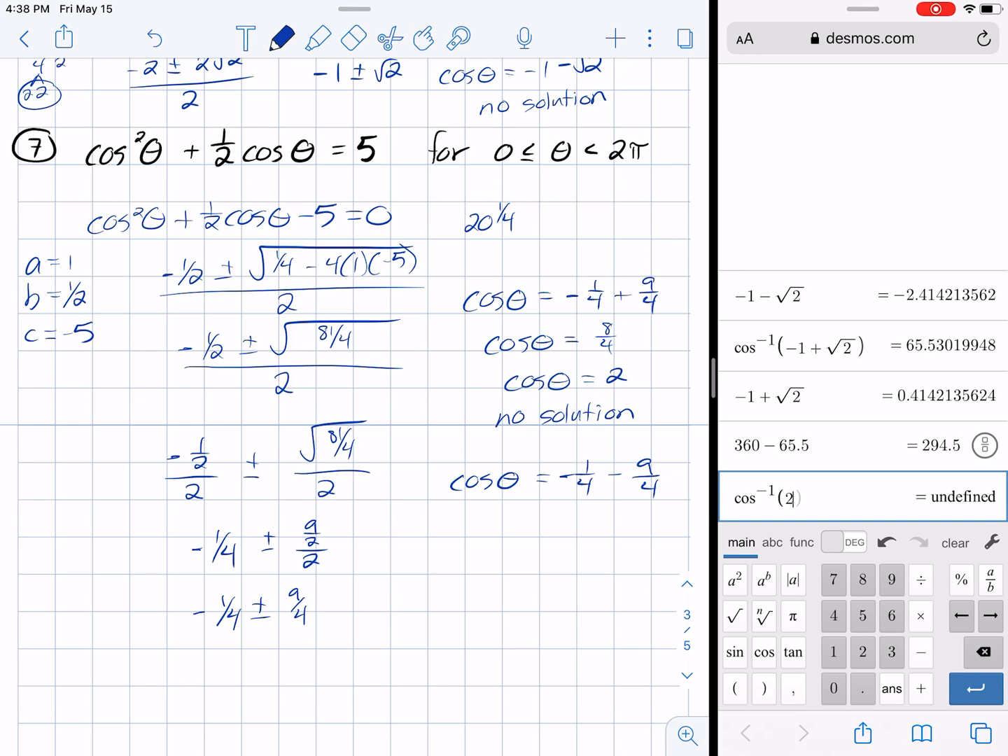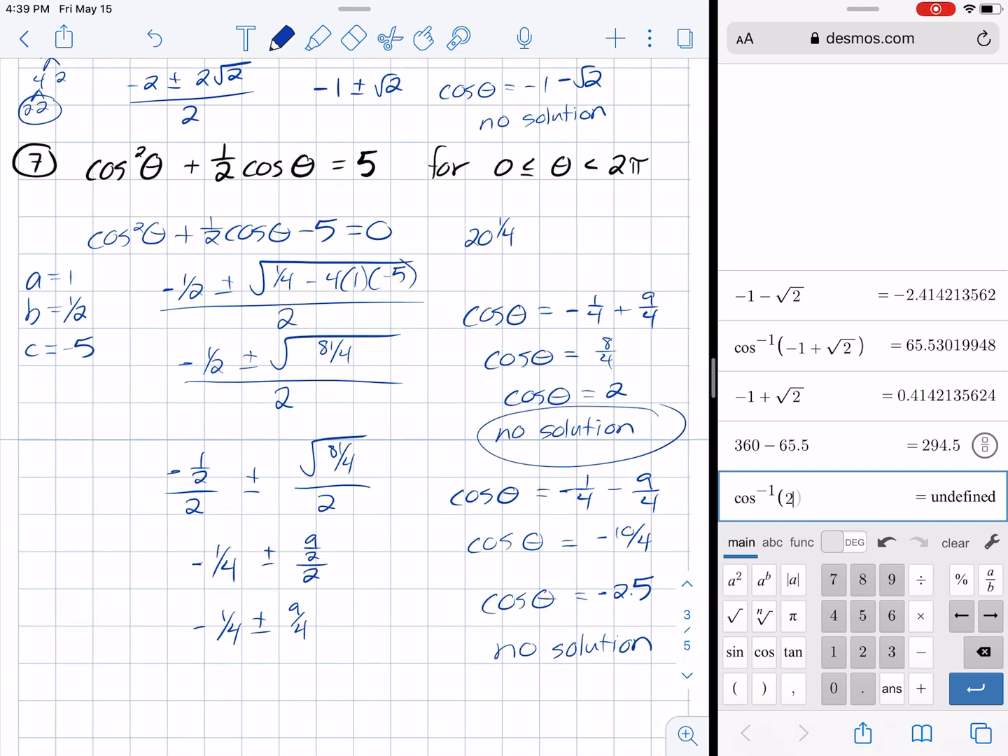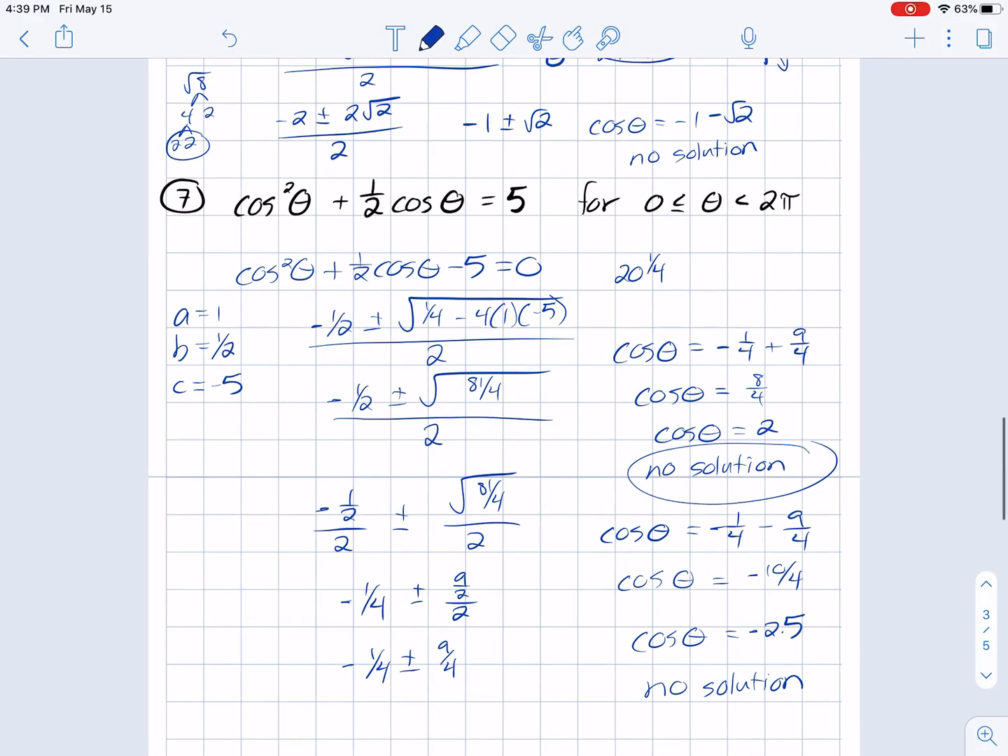And then down here, also a problem because we get negative 10 over 4, which is a number greater than 1 in magnitude, so also no solution. So I just wanted to show you one example where you can have no solution for the entire equation, and that's okay.